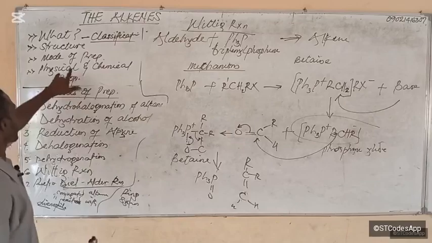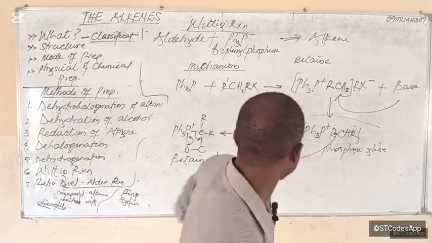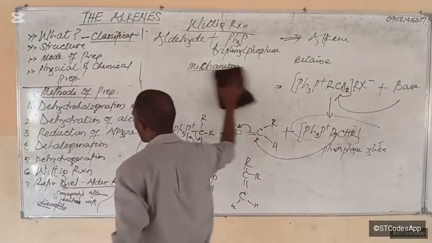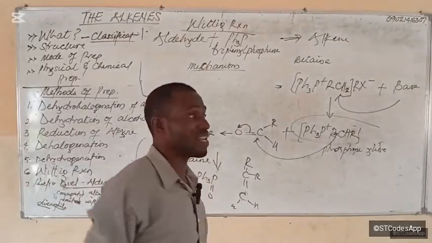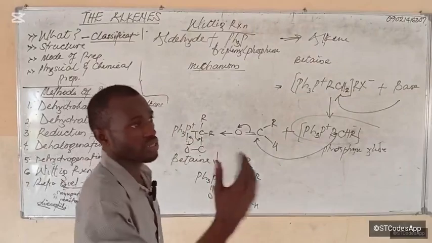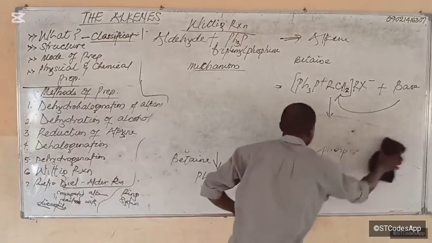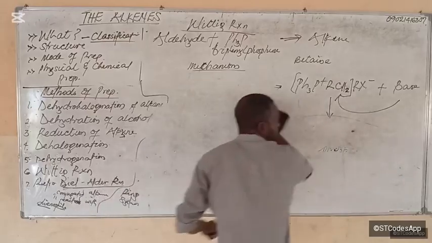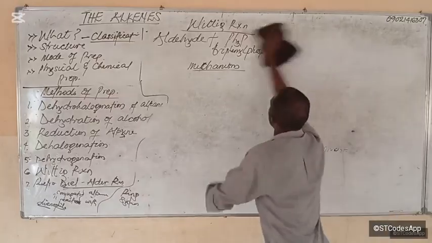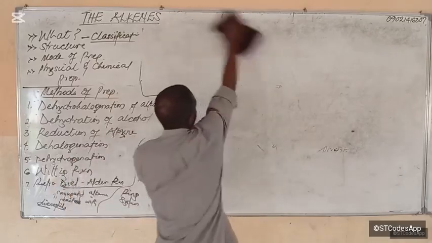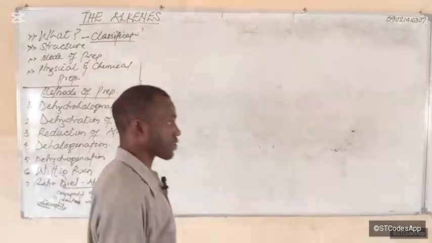All right. So let's quickly talk about the physical and chemical properties of alkene. The video is already long. So what we'll do is I'll only explain a few. For the rest, I'll just give you the reactions, because the video is already long. Let me just quickly explain the physical properties. What are the physical properties of alkene?